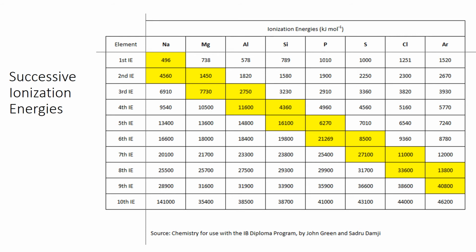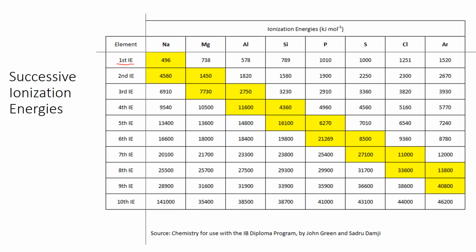Sometimes you'll hear about successive ionization energies, and so these are just the energy that's required to remove additional electrons past the first electron from an atom. So when you hear the term first ionization energy, that's just the energy required to remove that first outer electron. A second ionization energy is the energy required to remove the second one. Third ionization is the third. Fourth ionization is for the fourth electron, and so forth.